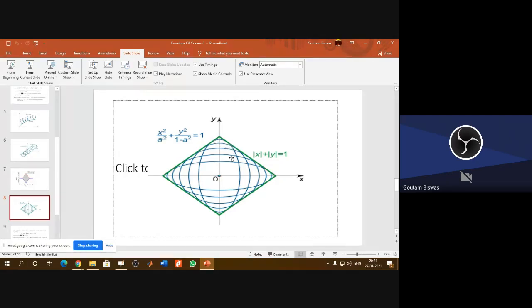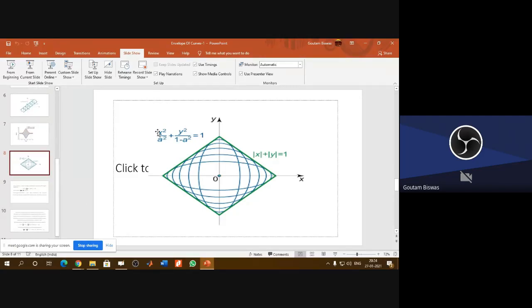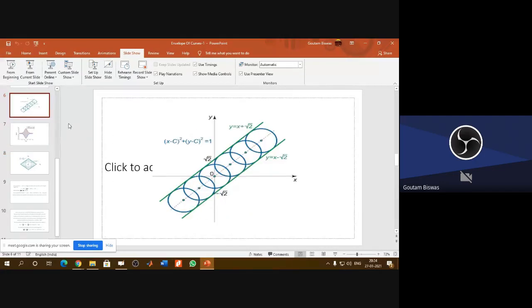Here also it is touching, here also it is touching. So these are 4 envelopes, and it looks like a diamond, a 2-dimensional diamond. It is a rhombus. Okay, so this is the picture of the envelopes.